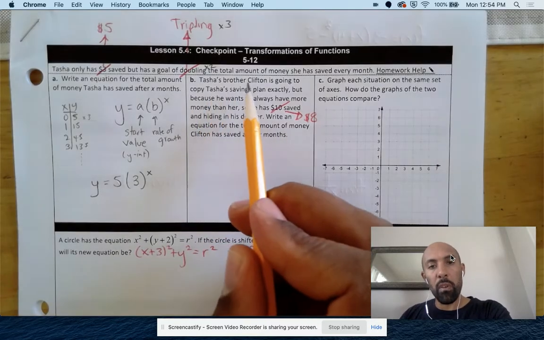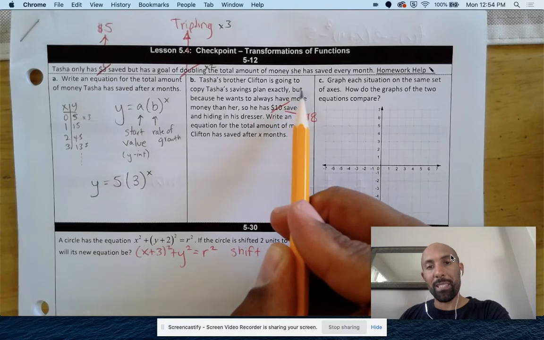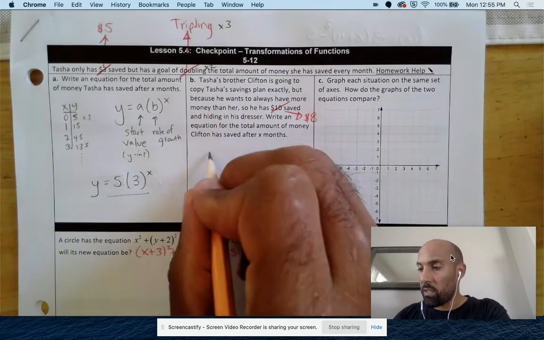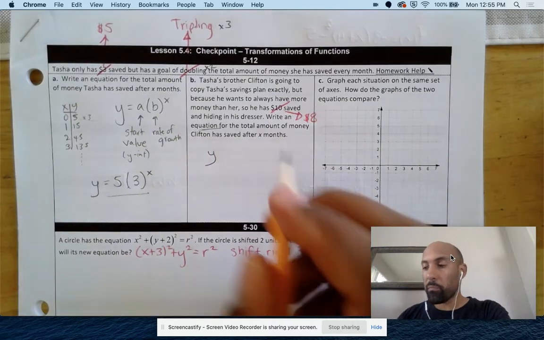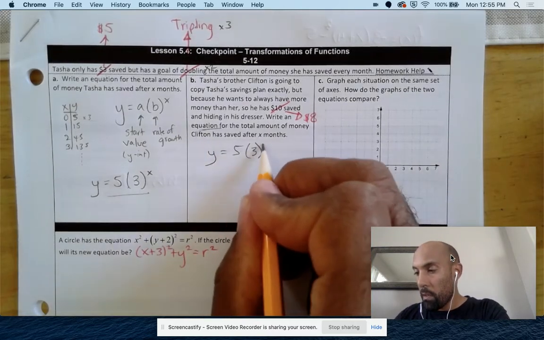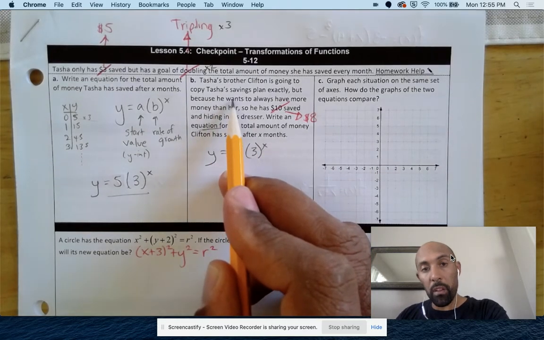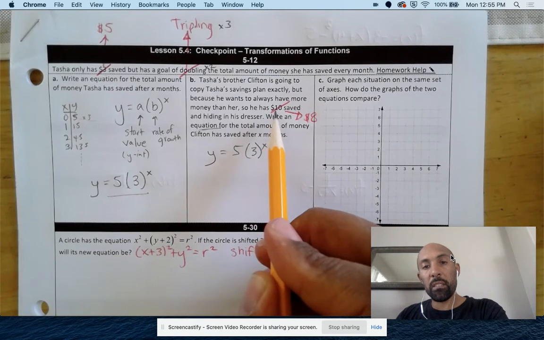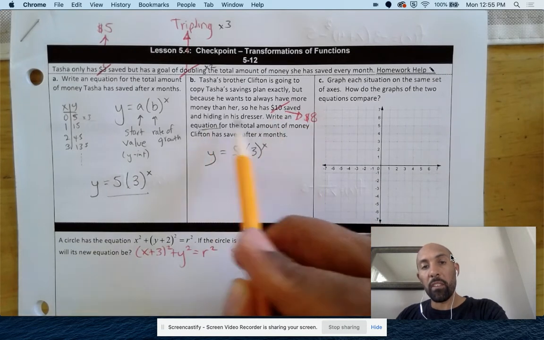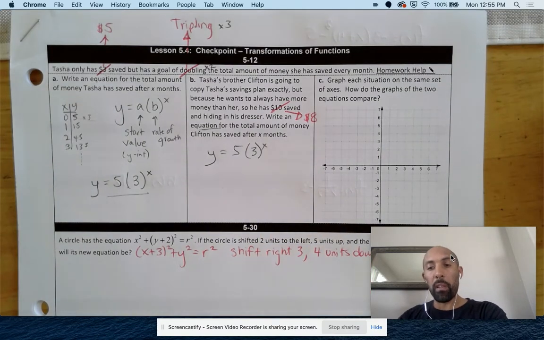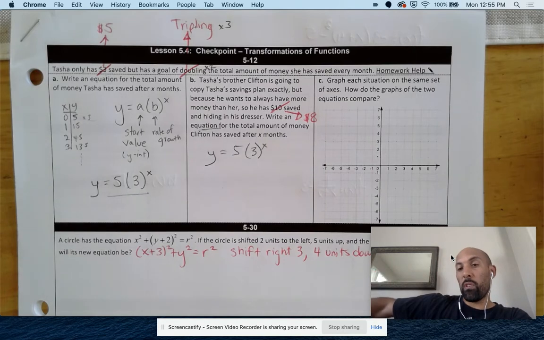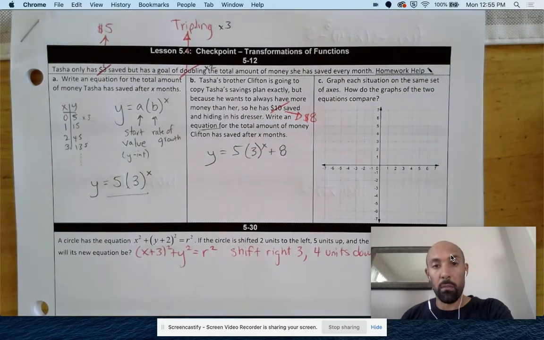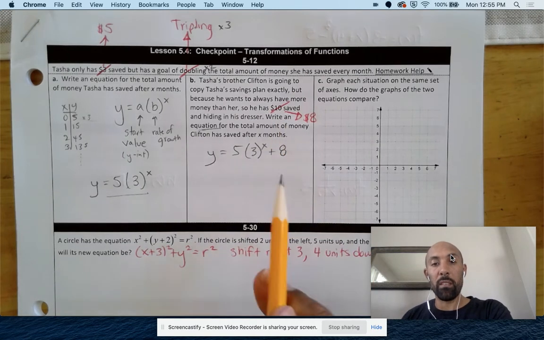Okay, so now Tasha's brother, Clifton, is going to copy Tasha's savings plan exactly. Okay, so what that means is that he's also going to start with $5 and then triple every month. So let's actually write that down, because basically it's going to say, write an equation for this, right? So let's just copy that down. Okay, but because he's her brother and he wants to annoy her, he always wants to have more than her, and it's like competition, right? He has $8 saved and hiding in the dresser. So we're not including that in tripling, right? We're not starting with it. He's still going to start with $5, but on the side, somewhere else, he's going to say, I got $8 over here in the drawer. Okay. So what that means then is that we're going to add 8 to the function. Okay. So that's the only difference there, is that value there. We're going to add 8 to it.